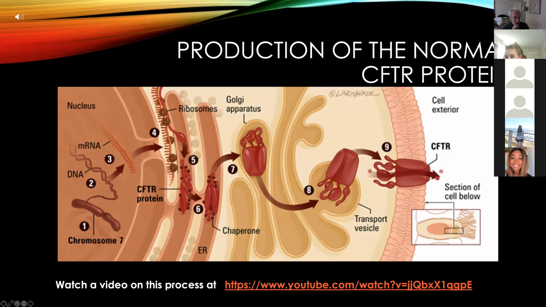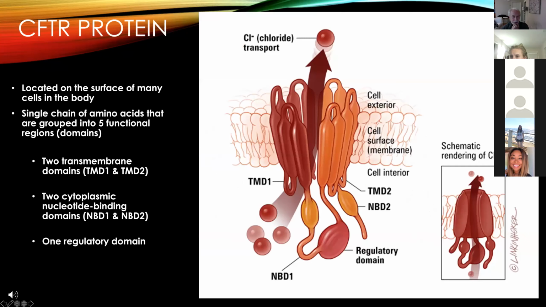I need to back up. The energy that's released by these nucleotide binding domains is used to transport the chloride ions. The transport is active. It requires energy. The chloride ions don't just flow through this channel by themselves. They have to be transported with energy. So the hydrolysis, the energy is used to change the configuration of this channel so that the chloride ions can get through.